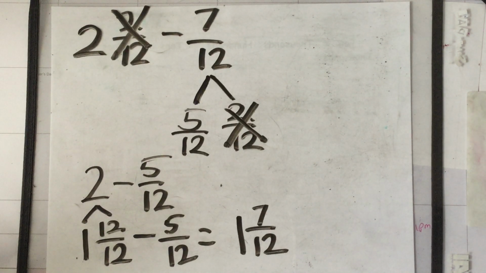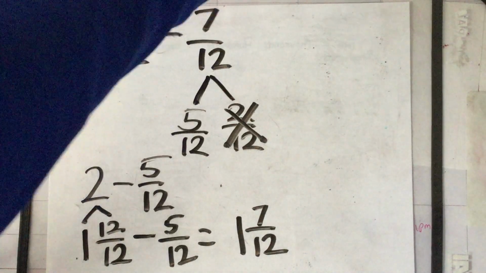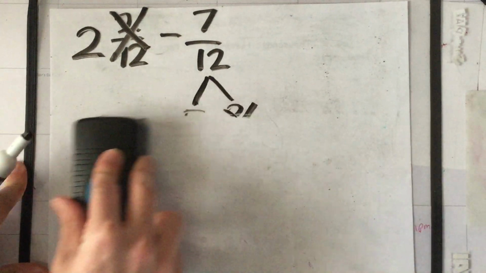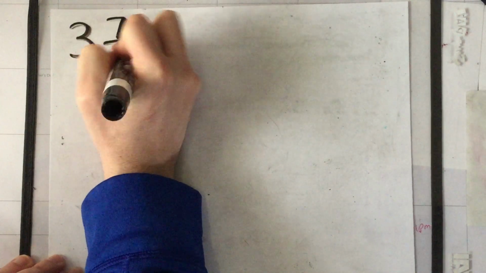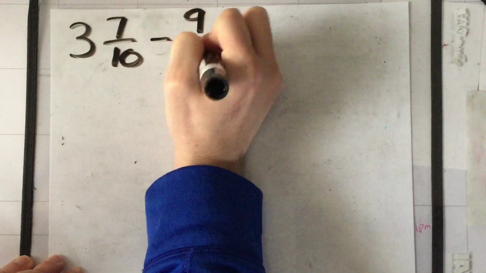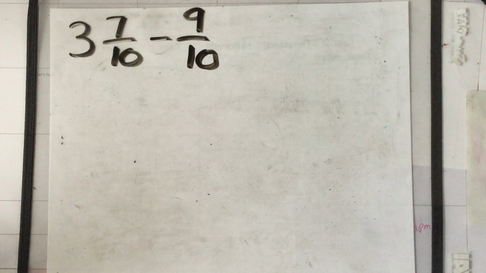I'm going to do one more because I know this is still super confusing. I'm going to try one more example here. Let's see, 3 7/10 minus 9/10. And I'm looking at these questions here to see if there's a nicer way to do this. And it really doesn't look like there is, without it sounding super, super confusing.